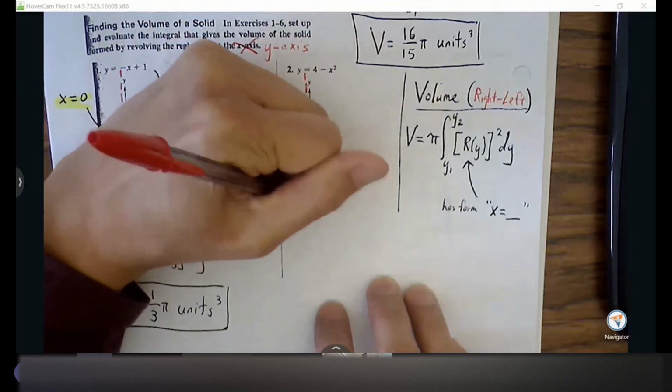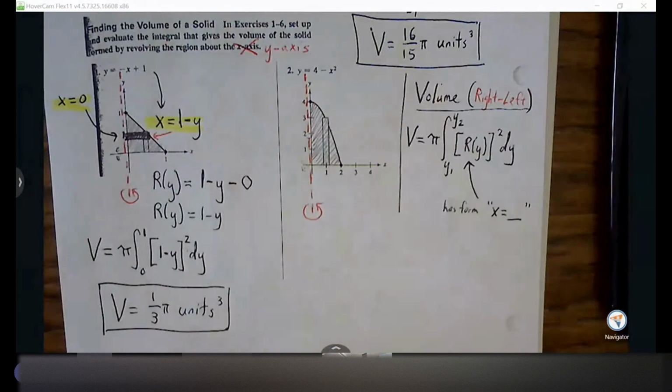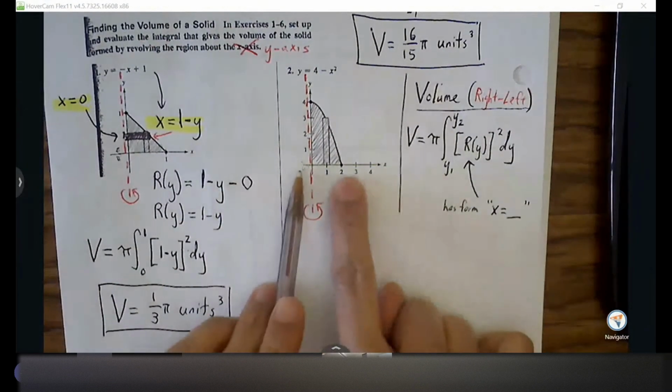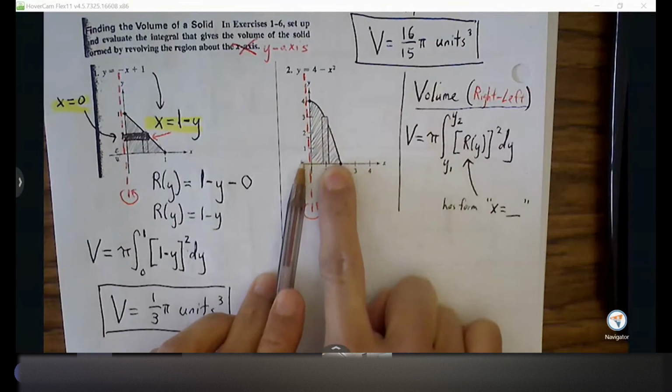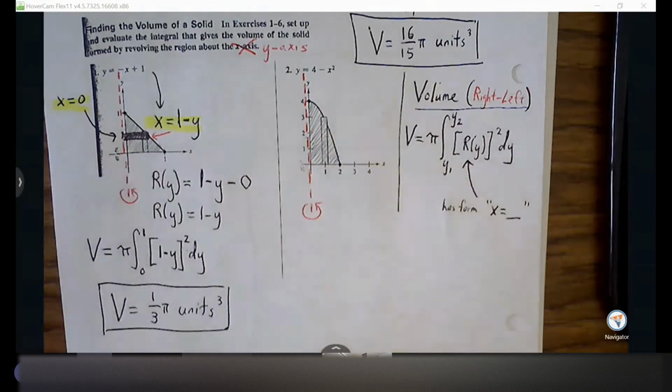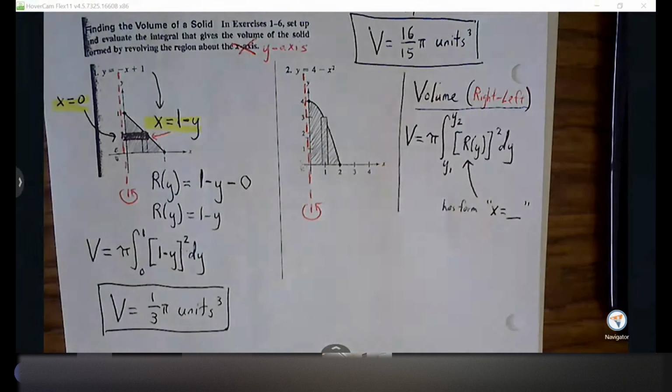Okay, look at all these disk methods. Visually, we can instantly tell it's disk method because look at the fact that there's no gap at all between the axis and the shaded region, right? No gaps at all. It's always up against a flat surface.